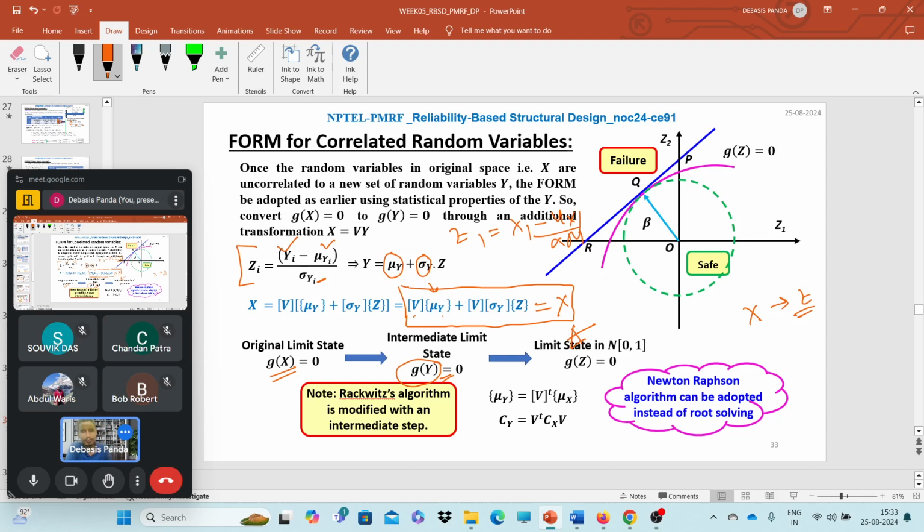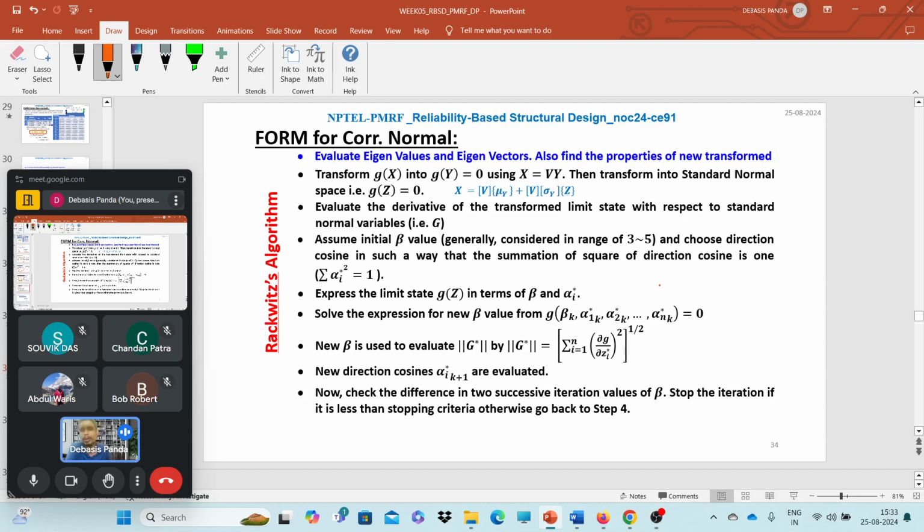Okay, so this will be the final version of the algorithm: the correlated case only, and correlated plus non-normal. That will be our final target to make that function file. So let's see how we can solve using that algorithm.